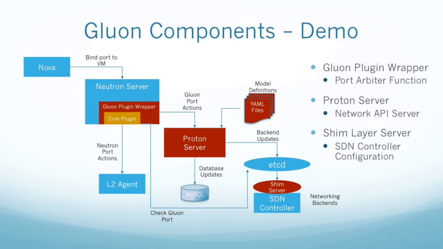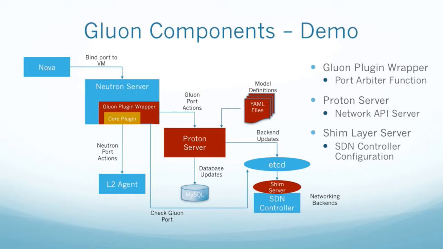So we're going to show what we actually have in our repo. You can go out to the web and look in the OpenStack GitHub repo for Gluon. The red objects here are the main components that we have. The Proton server is generated from a set of YAML files. We have an L3VPN modeled with our YAML files, and you can see the code for the Proton server.